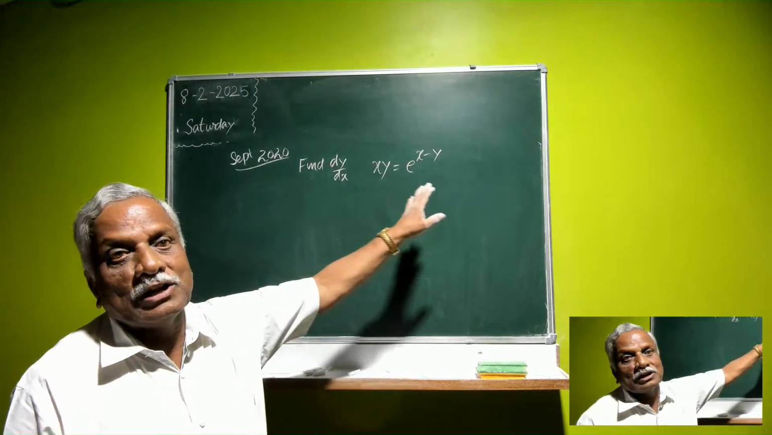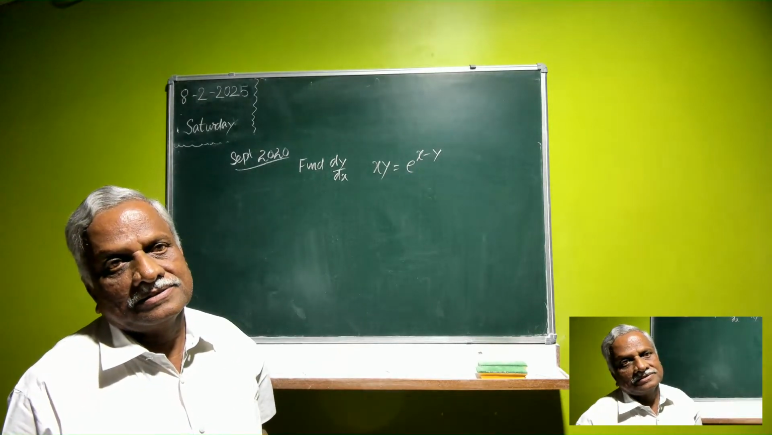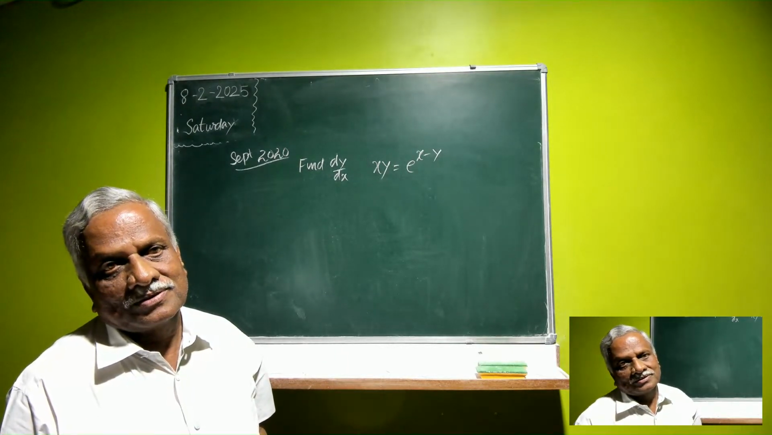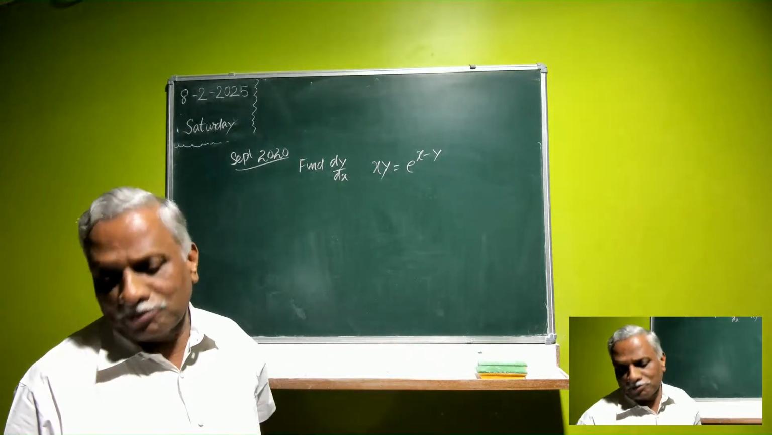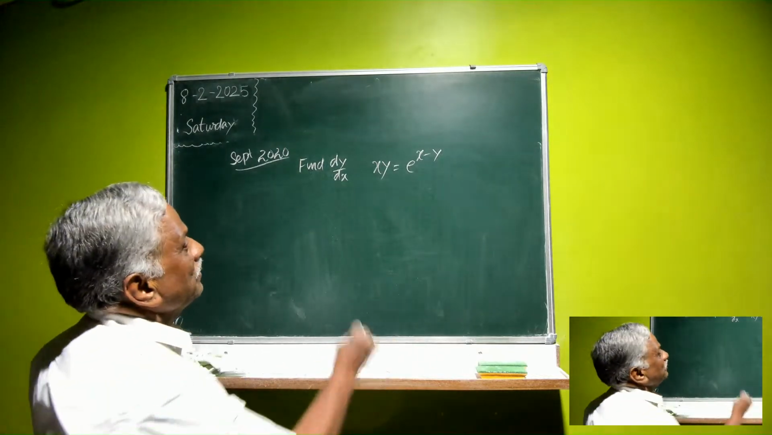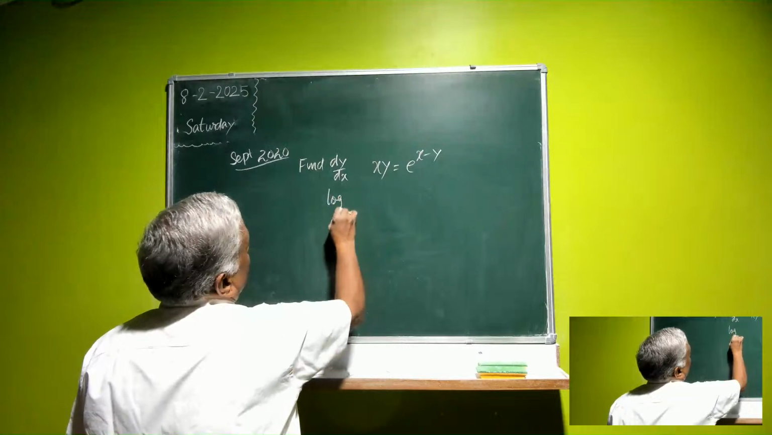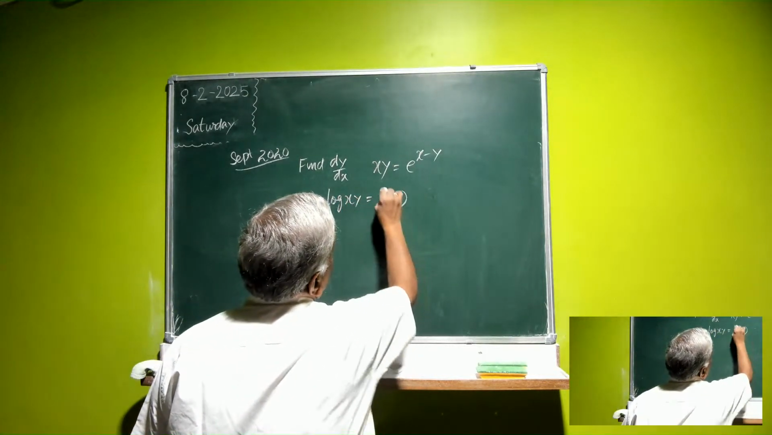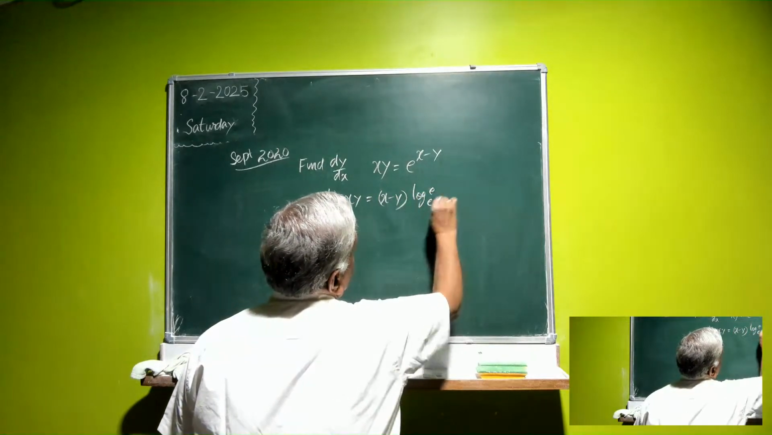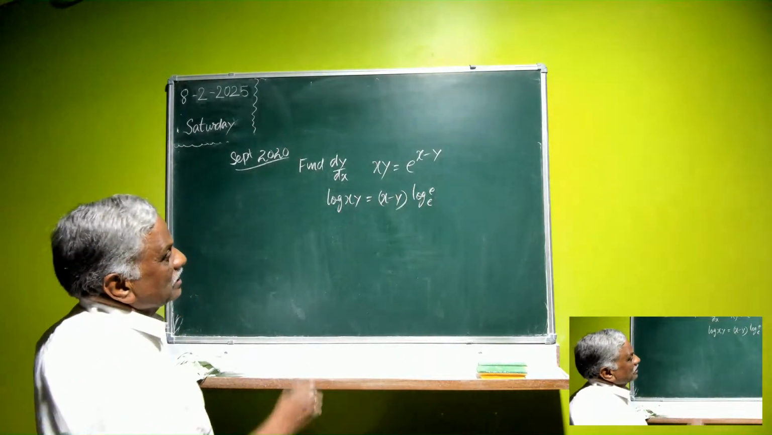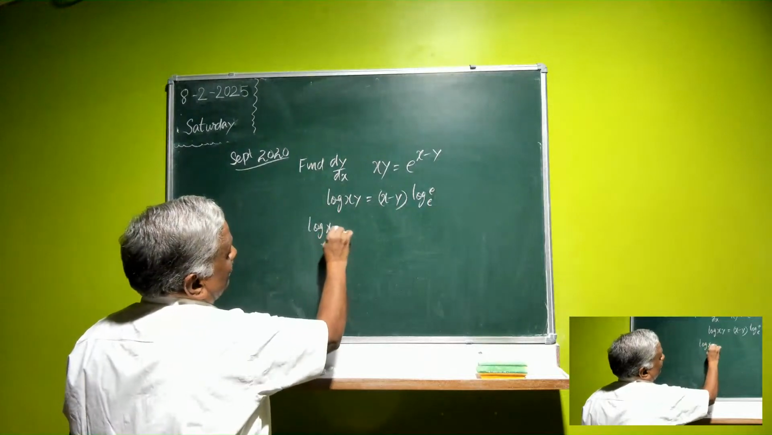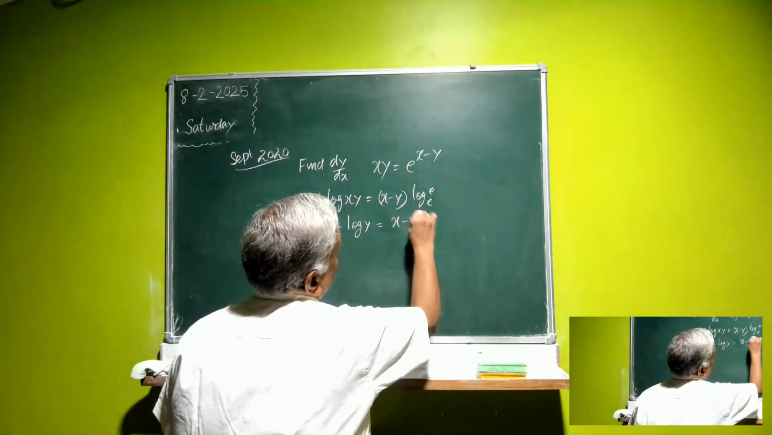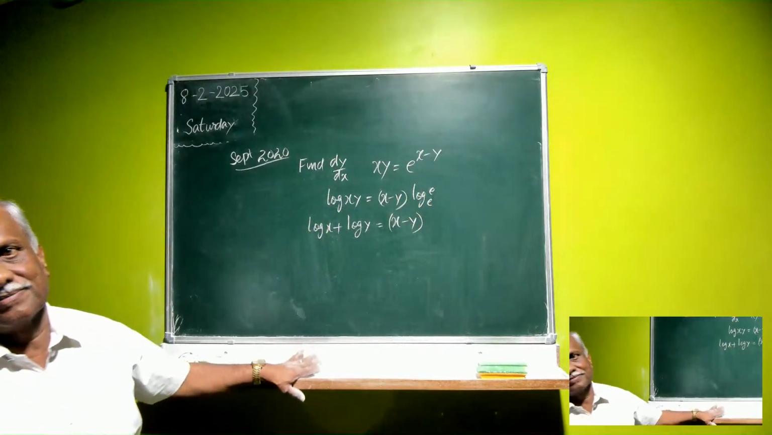This is a product, but when you look at the right hand side, you have to differentiate e power x minus y. If you apply logarithm, the problem is going to be very easy. So what you can do is apply log: log xy is equal to (x minus y) log e to base e. Log xy is log x plus log y is equal to x minus y, because log e to base e is 1.